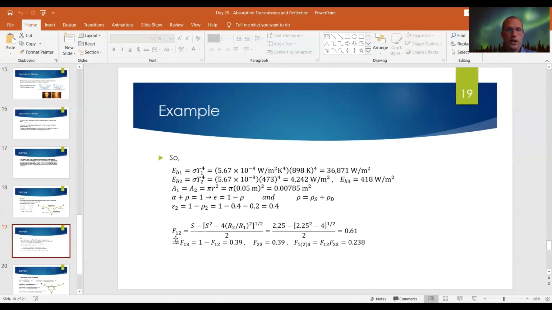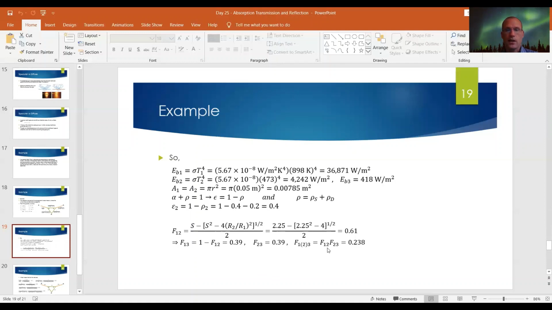And then F12, the shape factor, I need to find between the two disks. So that is just using the equation for the view factors, 0.61. And then whatever does not make it to the two disks makes it to the surroundings. So the surroundings, F13 is 0.39. So that'll be for both of them, F13 and F23.